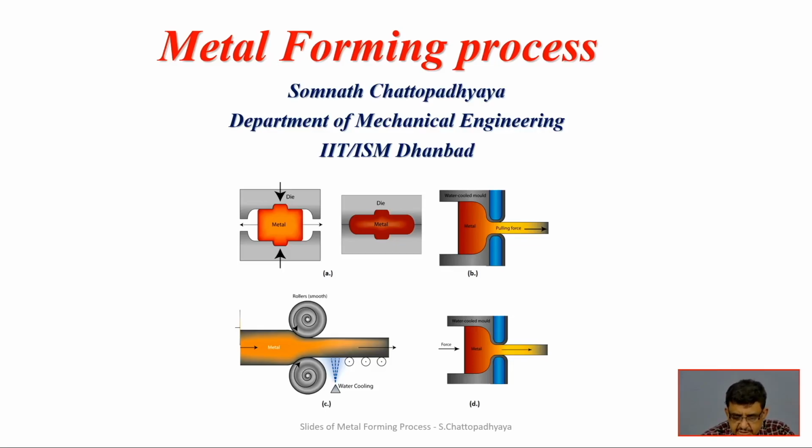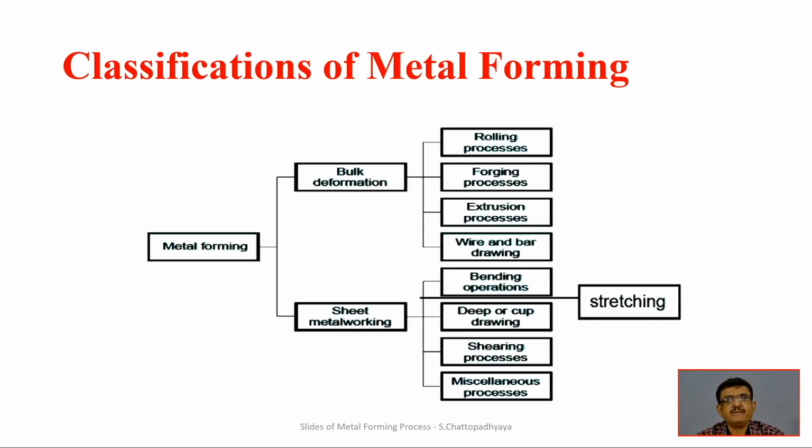The next one is the classification of metal forming. Metal forming is primarily classified into two divisions. One is bulk deformation, another one is sheet metal working. What is bulk deformation? Bulk deformation means surface area is less and volume is more. So that is bulky. And wherever surface area is more and volume is less, that can be termed as sheet metal working.